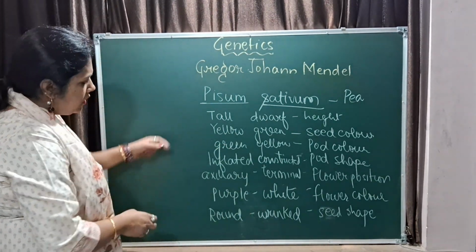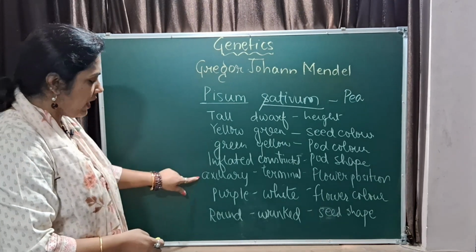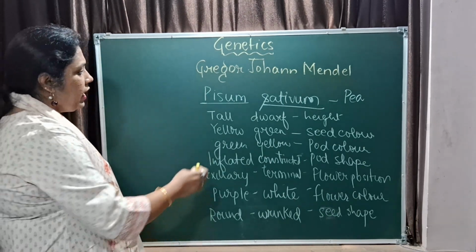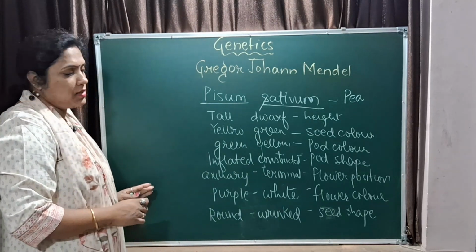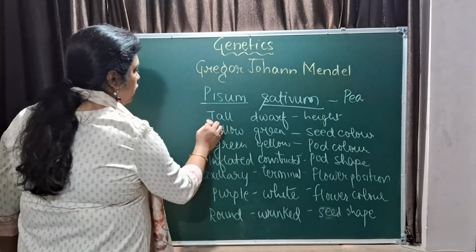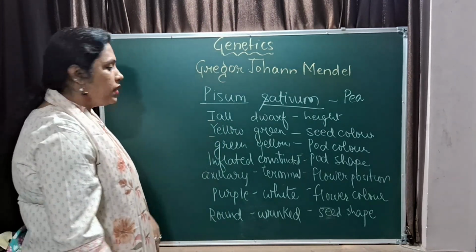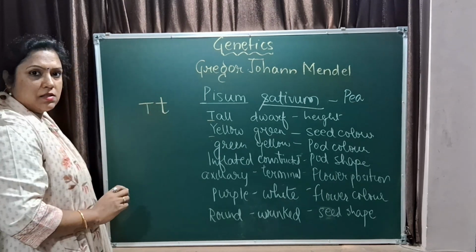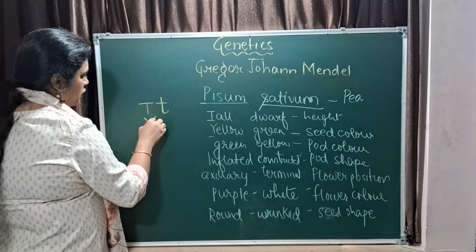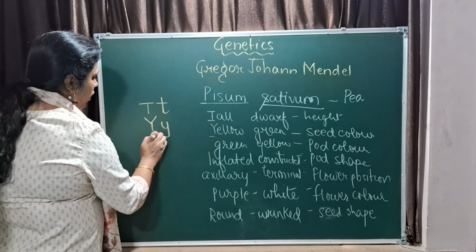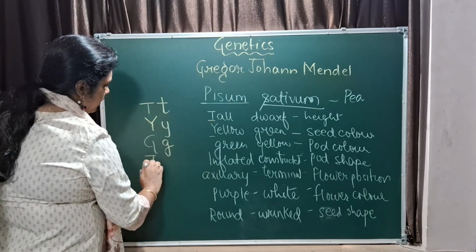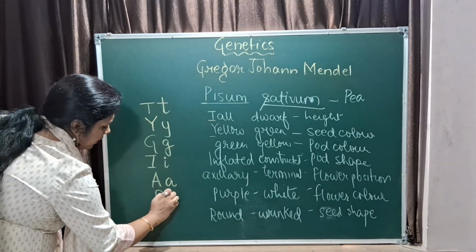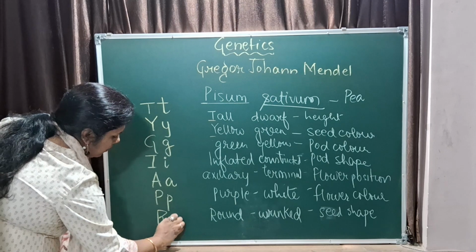What you need to know is none of the letters are repeated. Tall, axillary, yellow, green, inflated, right? So, you can see the alphabets are not repeating, and the names written on this side are the dominant traits, and those written on that side are the recessive traits. So, we use the first letter of the dominant trait. For height we have 2 alleles, that is capital T and small t. For yellow seed you have capital Y and small y. Green pod color, inflated and constricted, axillary and terminal, purple flower and white flower, round seed and wrinkled seed.